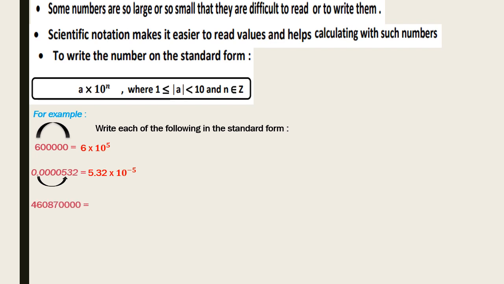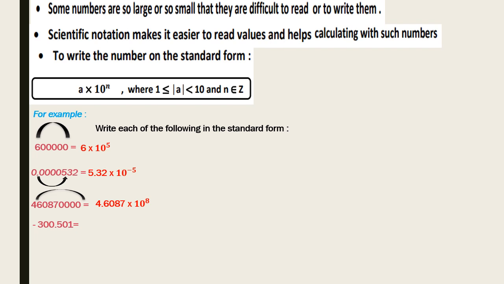This number, we must put it in standard form. You put the decimal point between 4 and 6. So the decimal point moved from here. So count how many steps. It will be 4.6087 times 10 to the power 8. From right to the left, the power will be positive.